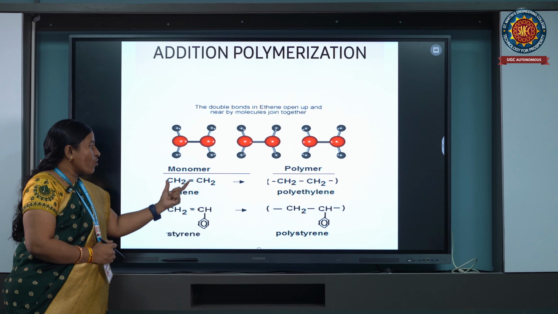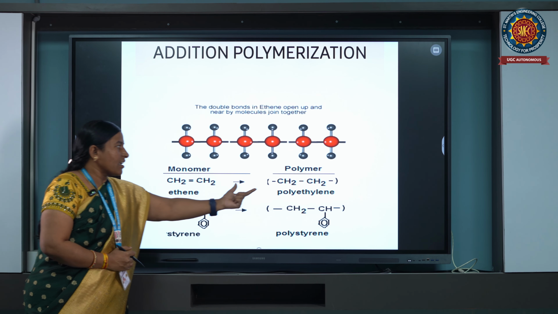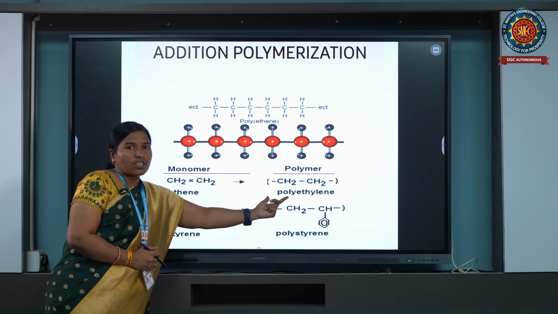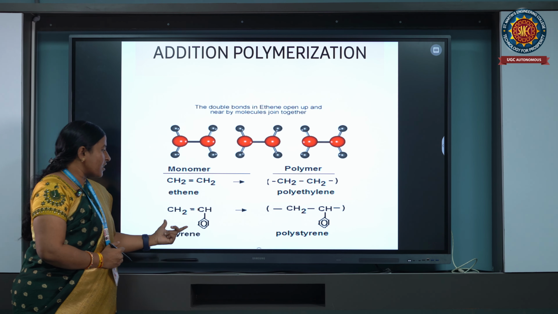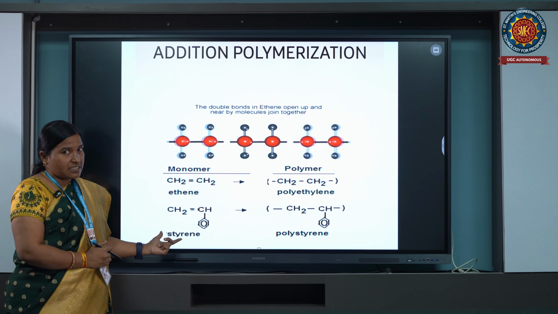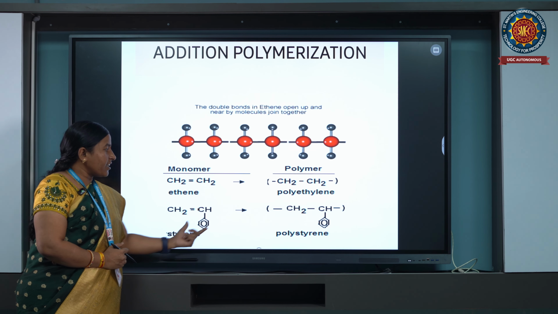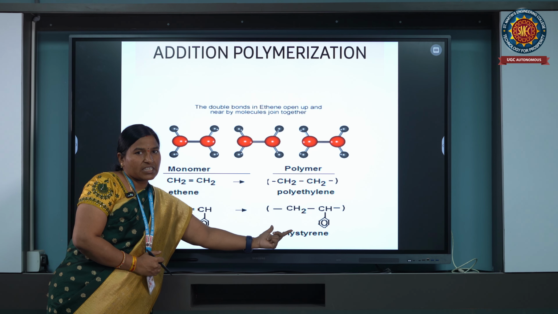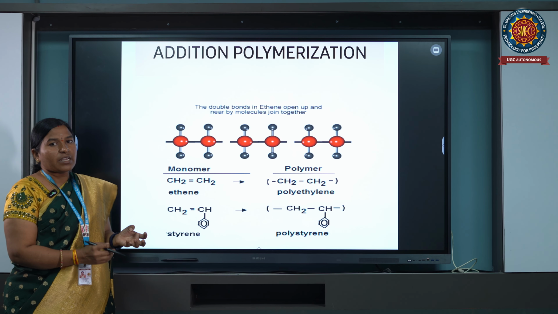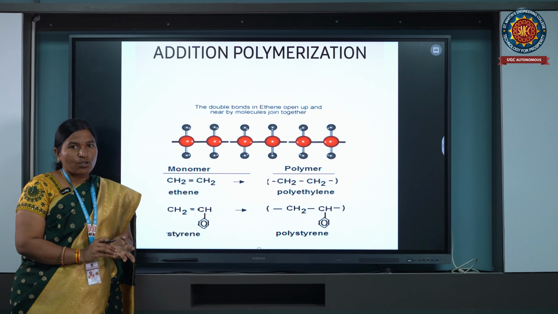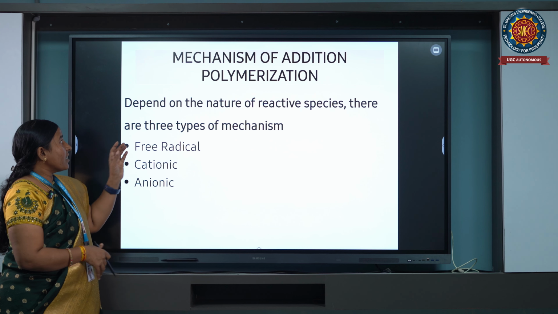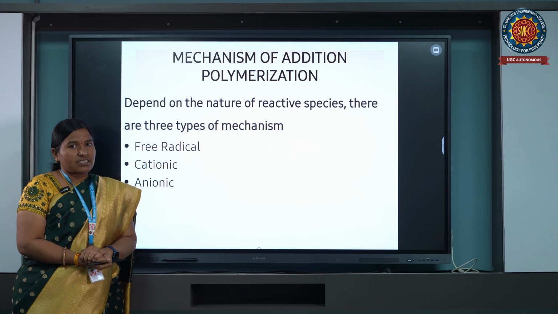These are the examples of the addition polymerization process. Here the monomer is ethylene, and after addition polymerization you get polythene. Another reaction is styrene. Styrene, through addition polymerization, gives you polystyrene. Similarly, we can prepare polyvinyl chloride.